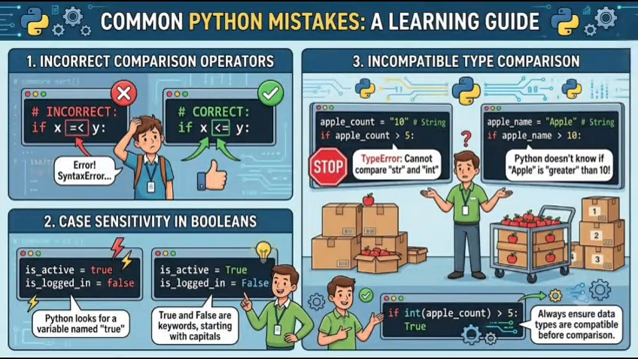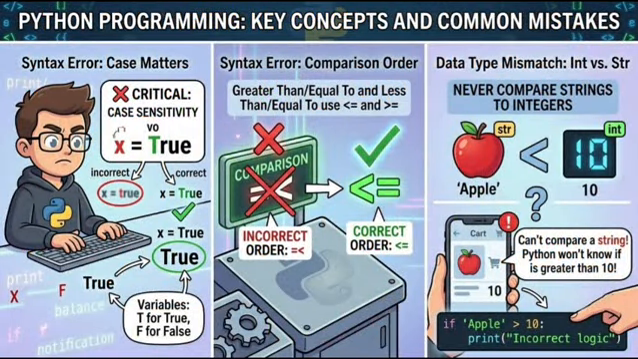Common mistakes include using =< instead of <=, or forgetting the capital letters in True and False. Also, remember you can't compare a string to an integer. Python won't know if apple is greater than 10.